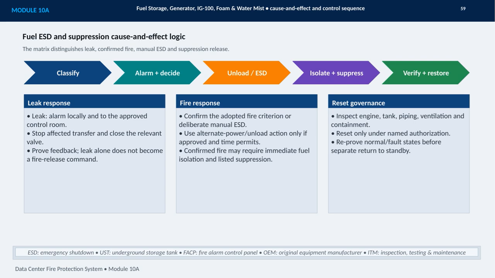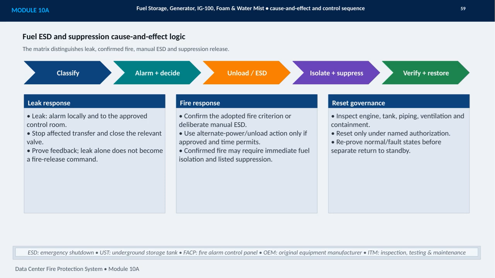For a confirmed fire or an authorized manual ESD, the response may escalate. If approved and time permits, alternate power or unload actions can be used. A confirmed fire may require immediate fuel isolation along with the listed suppression system, such as IG-100, foam, or water mist. After an event, reset is governed, not automatic. The engine, tank, piping, ventilation, and containment need inspection.